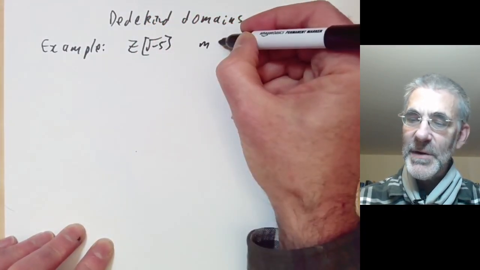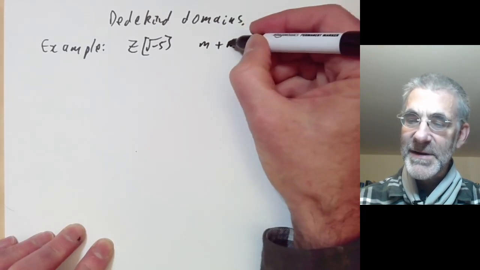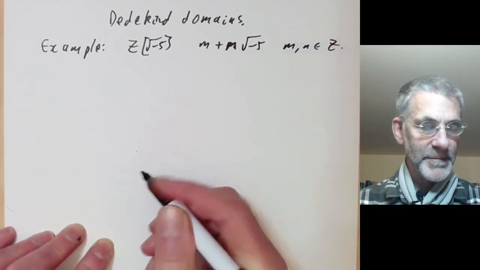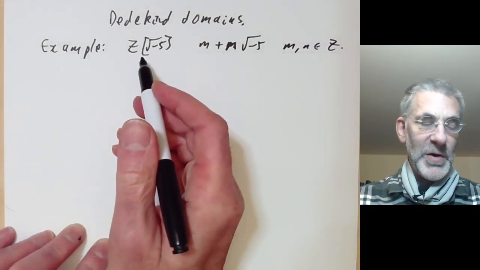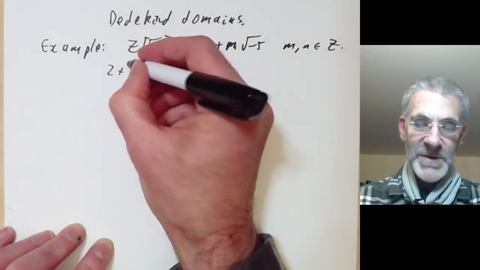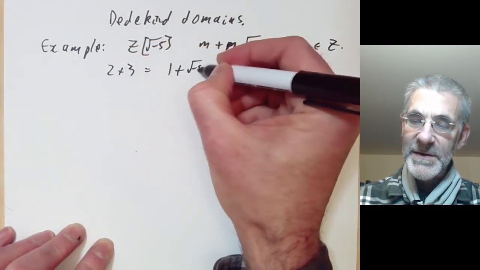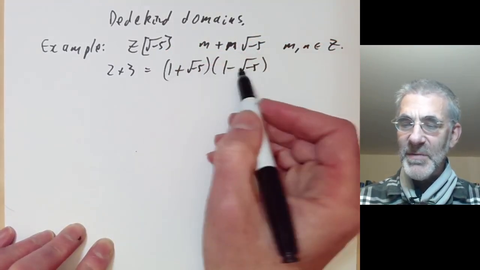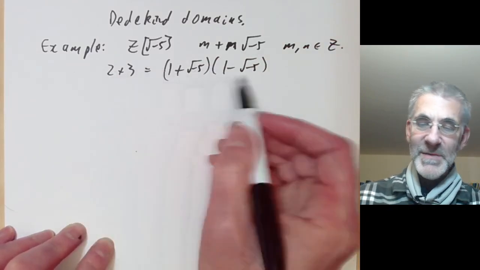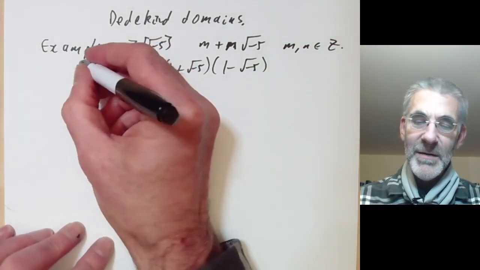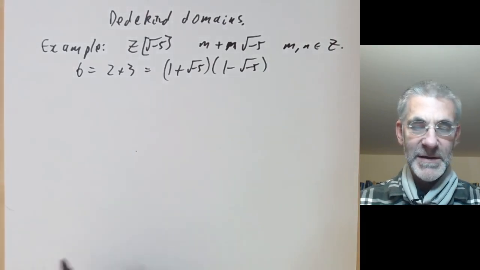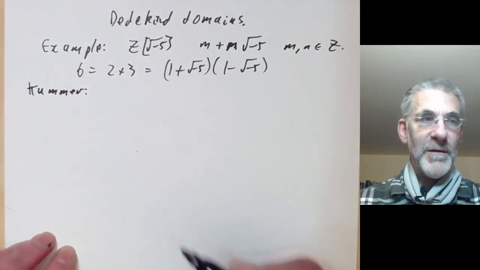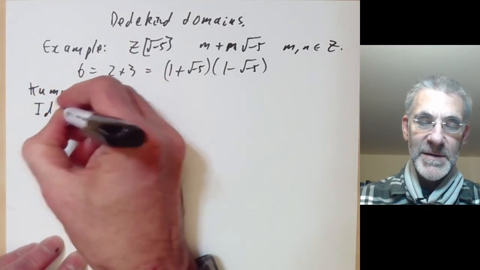This consists of all numbers of the form m plus n root minus 5 with m and n integers. And an example of non-unique factorization is 2 times 3 is equal to (1 plus root minus 5) times (1 minus root minus 5). And these are irreducible, and they're not units times each other, so this is two completely different factorizations of 6. And Kummer found a way of fixing this using ideals.